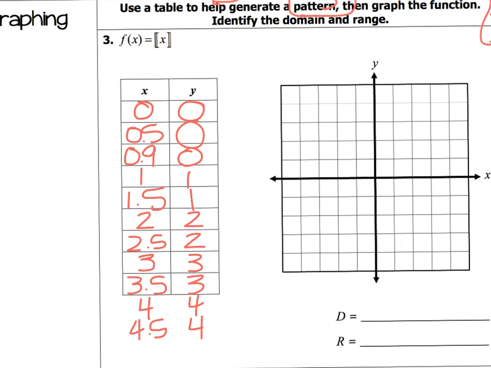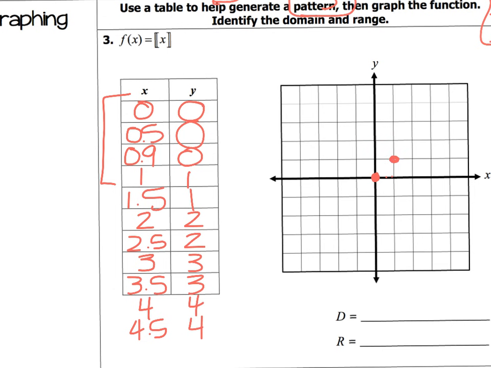So now going back to our first 4 points, okay, so 0, 0.5, 0.9 to 1. So we know 0, 0 is a point, right? That is a point on our graph. 0.5 is still 0, right? So that would be like right there. 0.9 would still be 0, so that would be right there. However, 1, 1 is a point, so that goes right there.